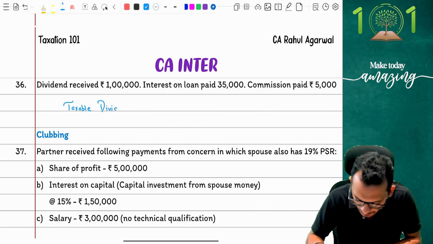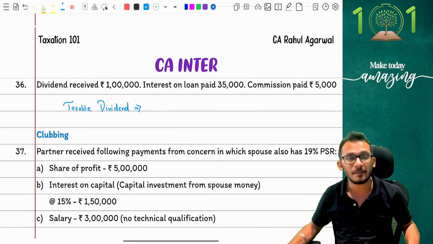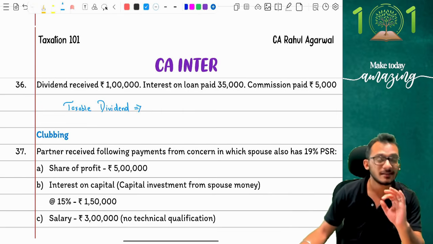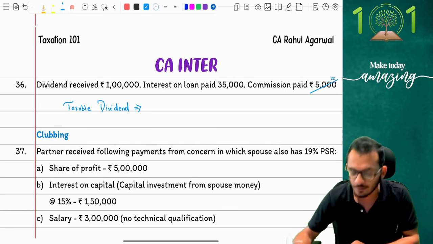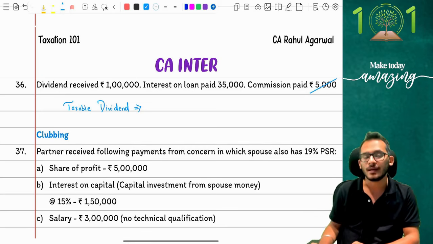Income tax has confirmed that when it comes to dividends, no expenses can be claimed as deduction except for interest on loan. Interest on loan is the only deduction that you can claim in dividends. You cannot claim any other deductions, which means first, the 5,000 commission is not allowable. It has been removed and cannot be claimed as deduction.